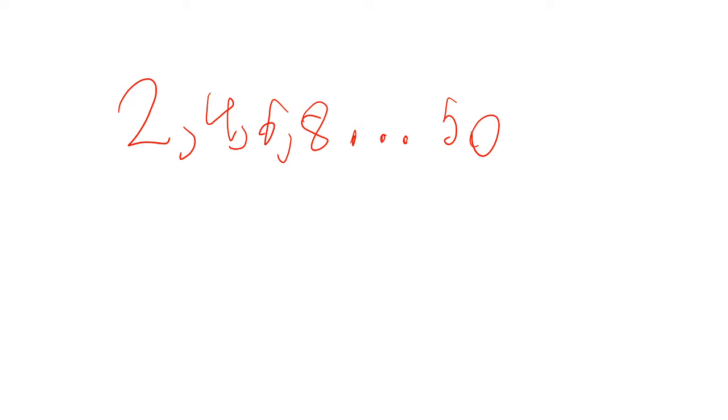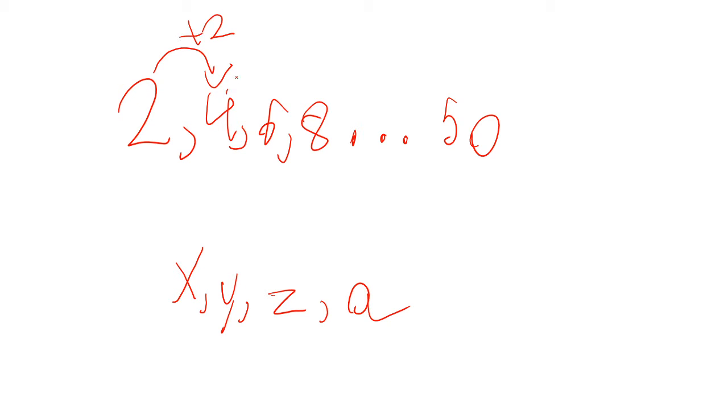Now here, an arithmetic sequence is when we have some terms x, y, z, a, let's say. In an arithmetic sequence, each term is separated by an equal amount. So in this case, we have +2 each time. We just add 2 each time. And this is what an arithmetic sequence is.